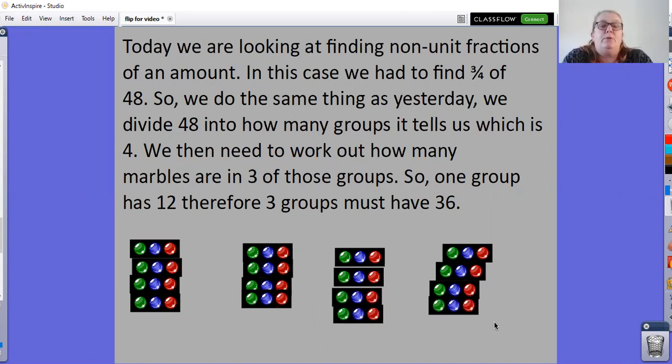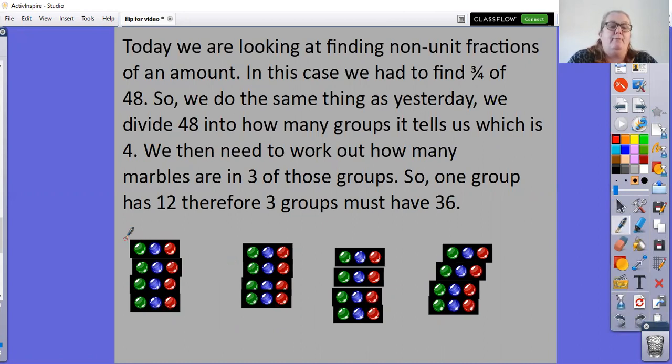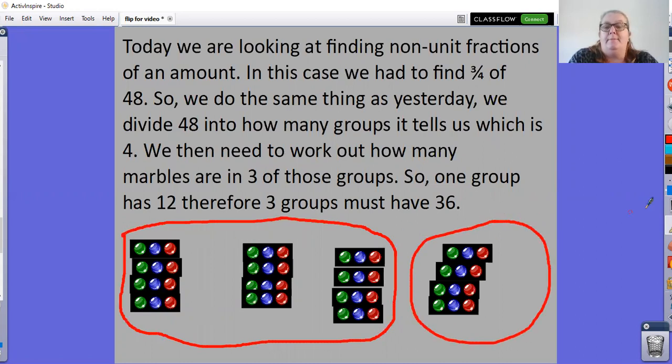Now it says that he wants to keep 3/4 of those 48. So he wants to keep 3 of those groups. So I'm going to draw a circle around 3 of those groups. That's what he wants to keep. That is what he wants to give away.